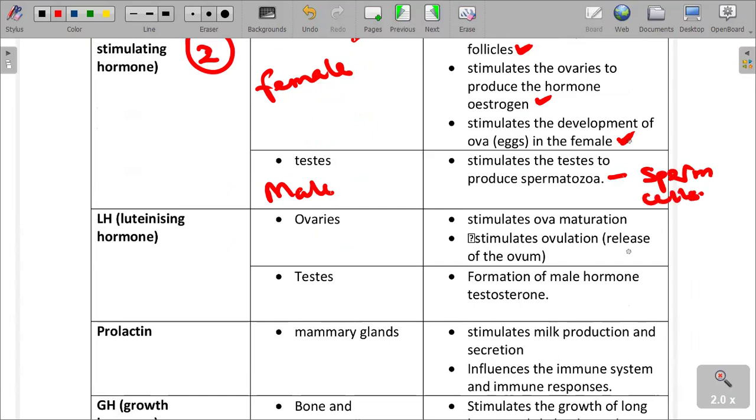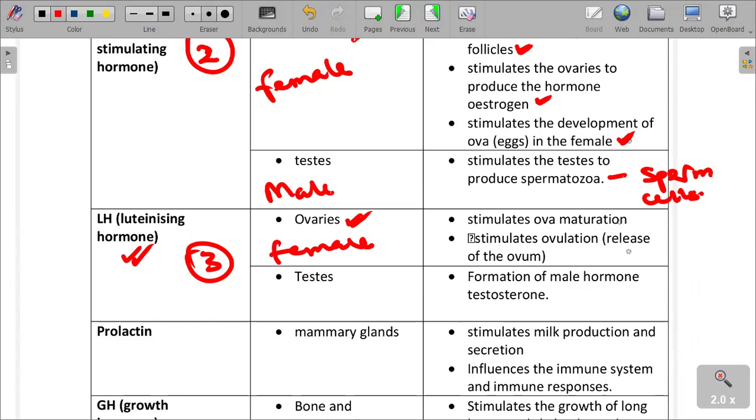The sperm cells are maturing as a result of the follicle stimulating hormone also. So number three, we have the luteinizing hormone, which is called LH. We also want to understand that it targets the ovaries in females. It targets the ovaries, which also stimulates ovum maturation.